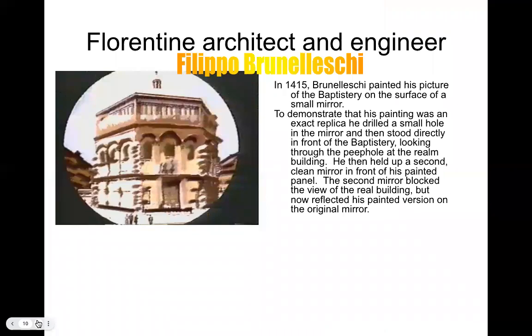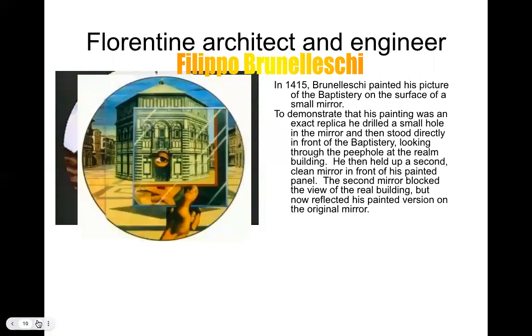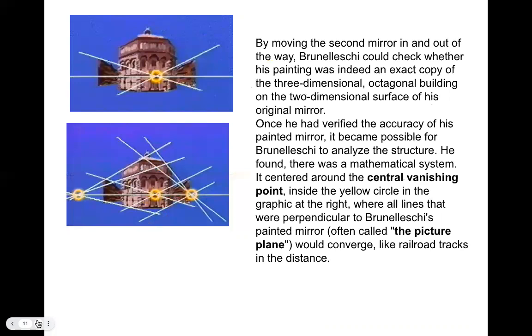It wasn't until 1415 that a sculptor, architect, artist named Brunelleschi created an experiment where he drilled a hole in a painting, and then he used a mirror. So what he did was he was able to experiment with this accurate drawing of the Florentine baptistry, where the lines that go back into space line up with a vanishing point.